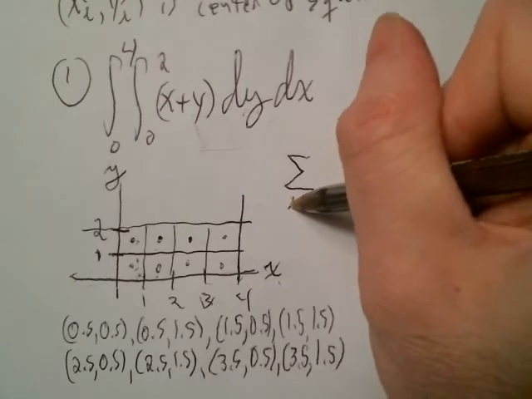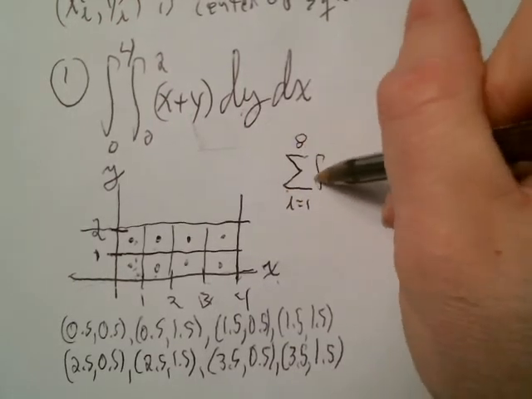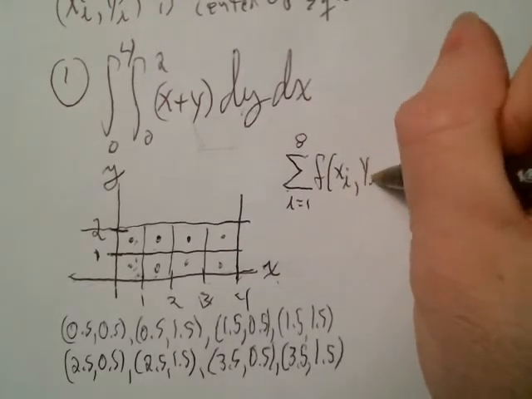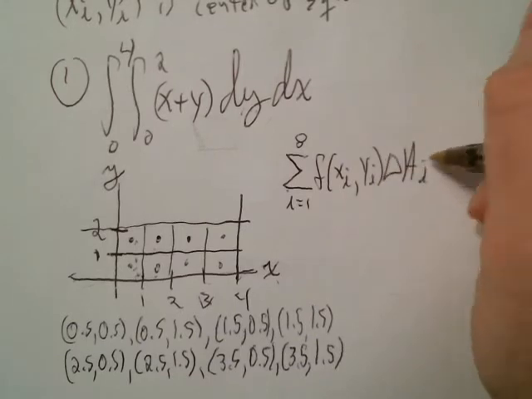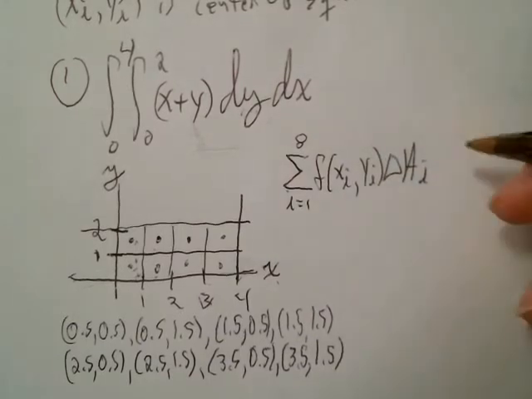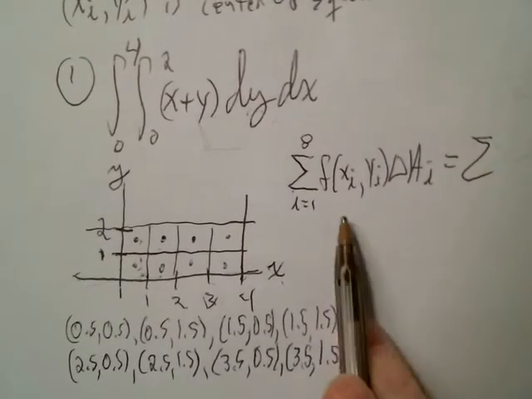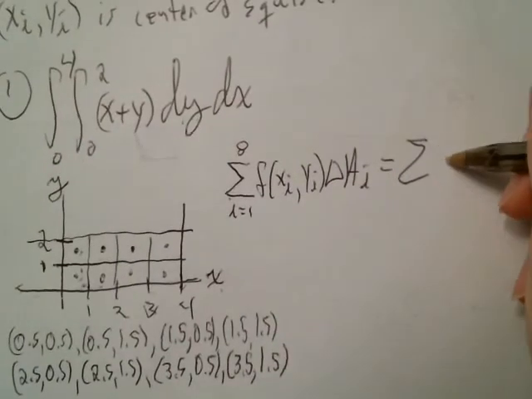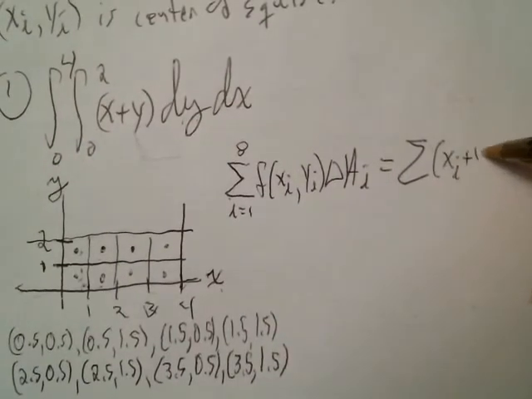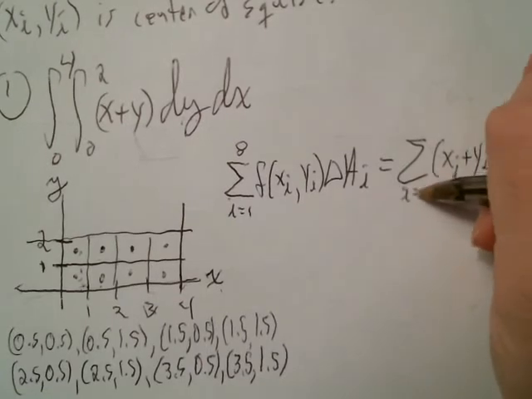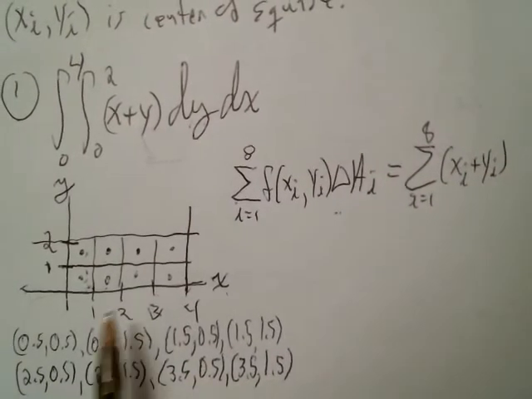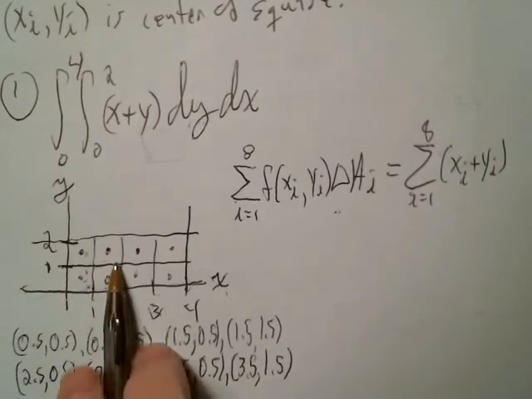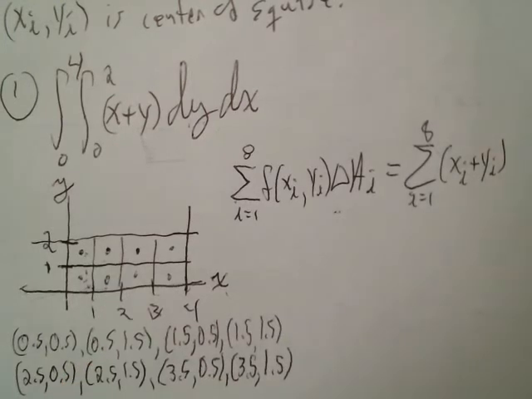Then I'm just creating this sum from i equals 1 to 8 of f of these coordinates. So f of x sub i, y sub i, times change in A sub i. In particular, the function, this surface, is just this x plus y. So I have the sum of x sub i plus y sub i from i equals 1 to 8. And the change in A sub i, the area of any of these squares, is just 1. Length is 1, height is 1, 1 times 1 is 1.